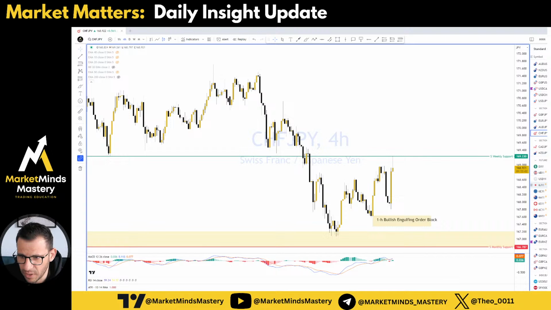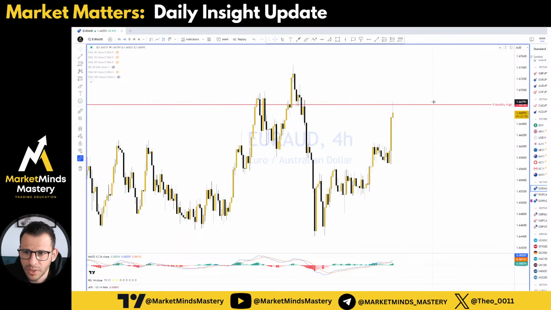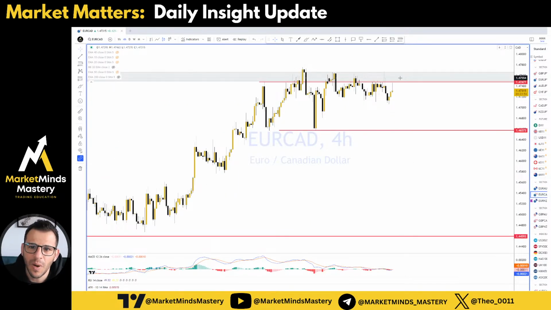Let's see if this one is also going to move lower. Euro Aussie is at a monthly high and the price got rejected. Euro CAD, the price entered.